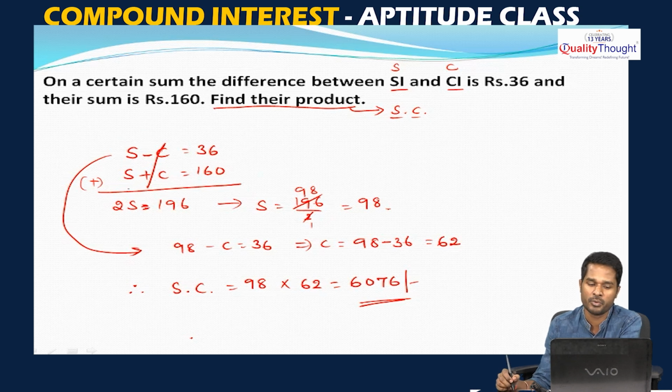Now to get the compound interest, take any one equation, either the sum or the subtraction. S minus C I have taken, S is 98, C as it is, the difference is 36. So C value is 98 minus 36, which is 62. So the compound interest is 62 and the simple interest is 98. The product of simple interest and compound interest is 98 into 62, which is 6076 rupees.